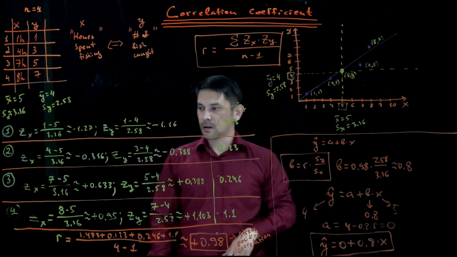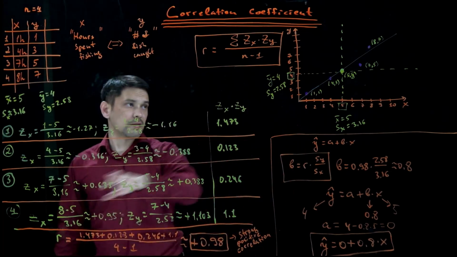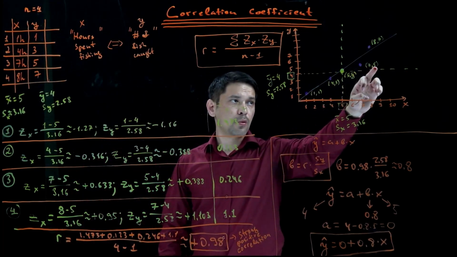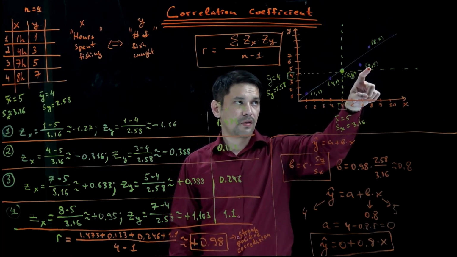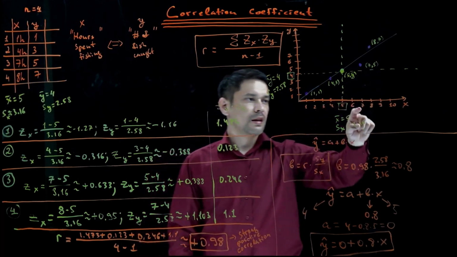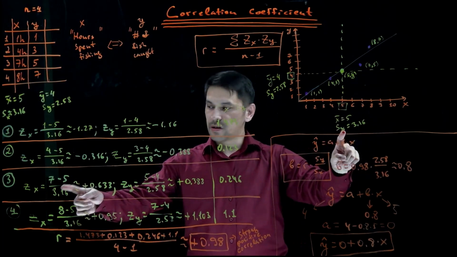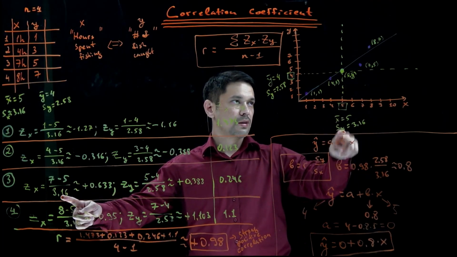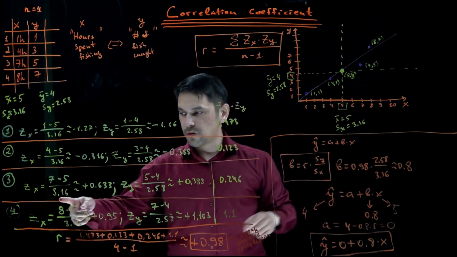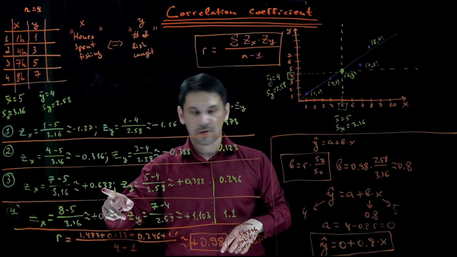Okay. Now the next guy has an x value of 7 and a y value of 5. Let's calculate the z-score of his x value. It's 7 minus the average for all the x values divided by the standard deviation for all the x values. It's 7 minus 5 divided by 3.16 is plus 0.633.